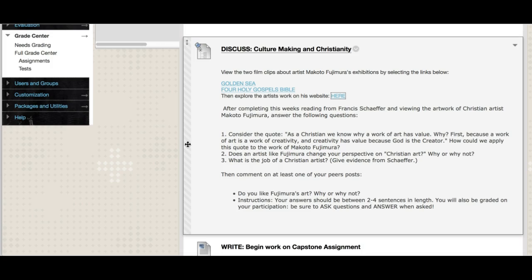So how can we apply this quote to the work of Makoto Fujimura? Question 2, does an artist like Fujimura change your perspective on quote unquote Christian art? Why or why not? And there's this argument here. A lot of Christian artists are dealing with this whole fact of transparency in their artwork.